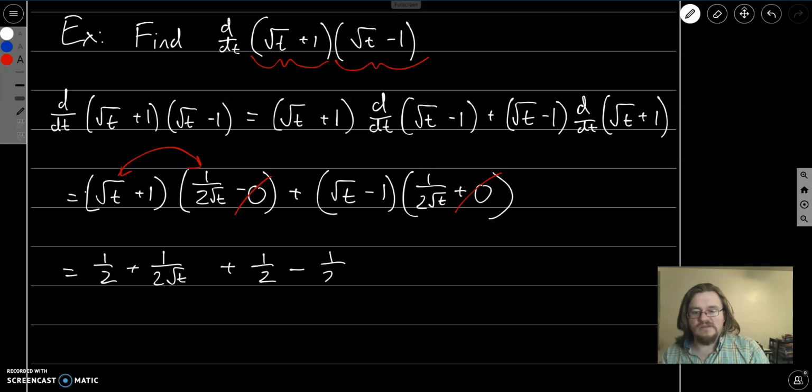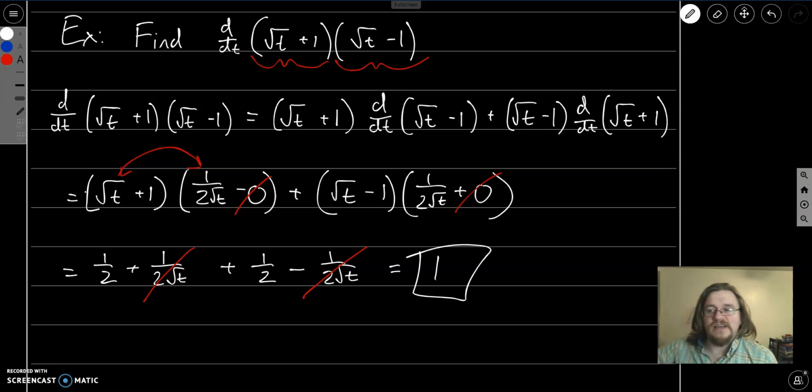So negative there. And from here, this is just some algebra. What we'll see is that I've got plus 1/2 plus 1 over 2 root t minus 1 over 2 root t. And 1/2 plus 1/2 is equal to 1. So all this work to find the answer was 1. And I claim I could do this a lot faster.